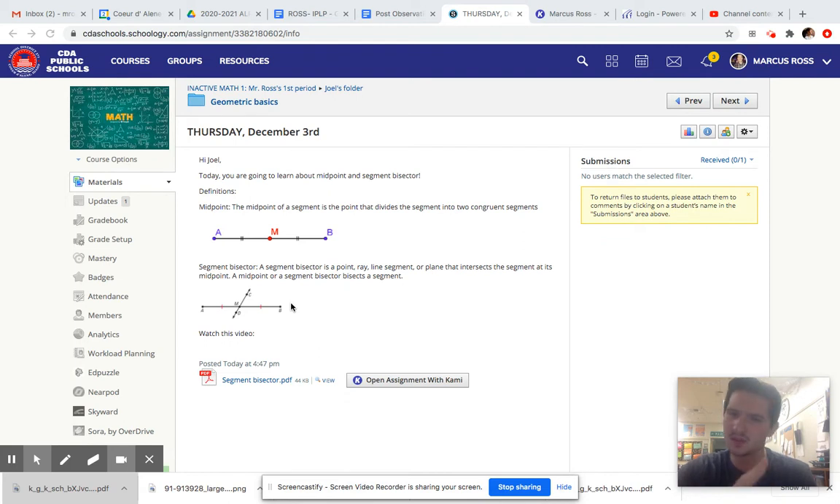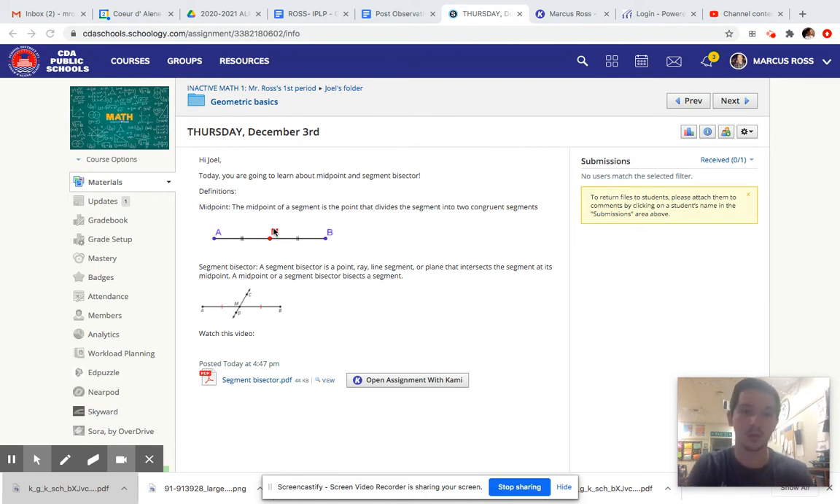Midpoint and segment bisector are one and the same, but they have different definitions. A midpoint of a segment is the point that divides the segment into two congruent segments. What that means is that, let's say from A to M it was 2, M to B would also be 2. They're the exact same. It's just cutting it right in half.